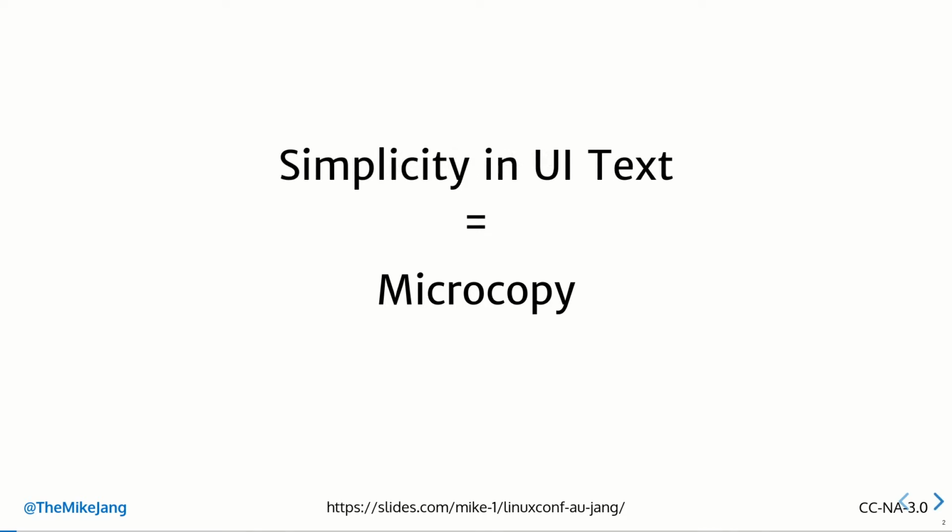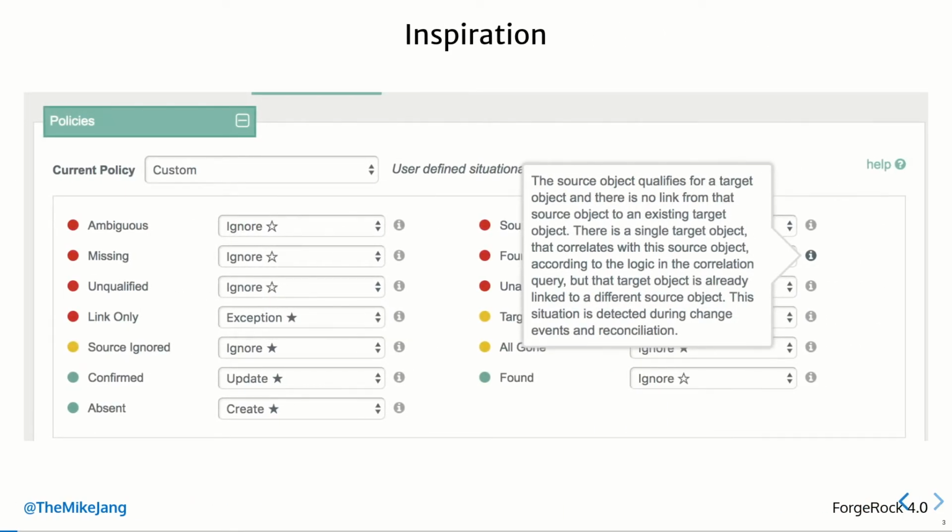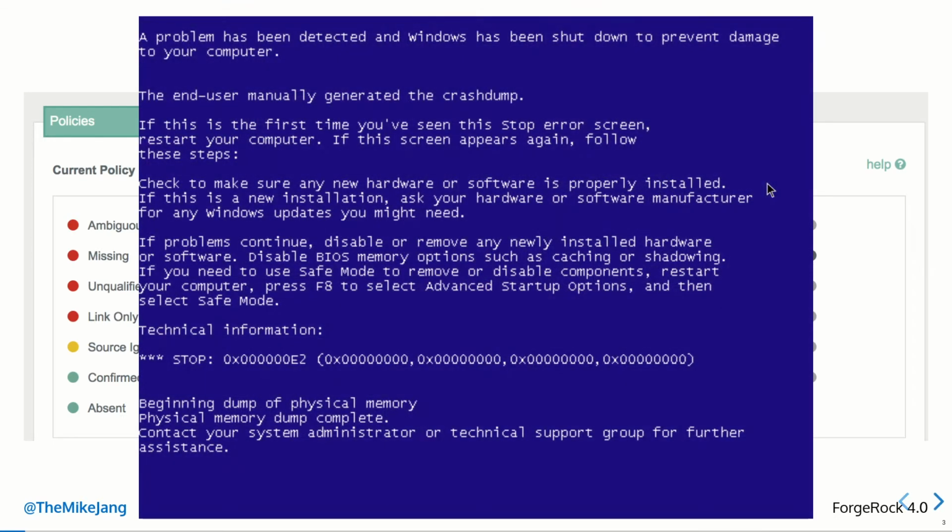Online, simplicity in UI text is also known as microcopy. Several years ago, when I worked for a company called ForgeRock, we decided to enhance functionality in our UI. That's when I started looking critically at the text we had in our UI, and I saw this. I looked at it, and I thought, what does this remind me of? And then it hit me. It looked like the blue screen of death. I thought, I have to fix this.